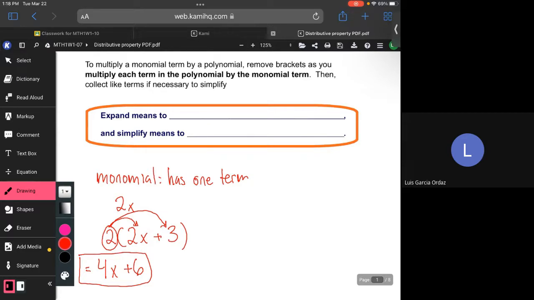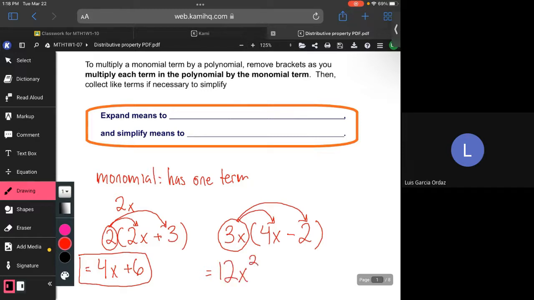Now, sometimes my monomial may have a variable. So let's say we have the term 3x, and then on the inside, I have 4x minus 2. Same idea. I need to take this 3x and multiply it by both terms in my bracket. So again, using our exponent laws, what would 3x times 4x give me, David? 12x what? Gian. 12x squared. Thank you.